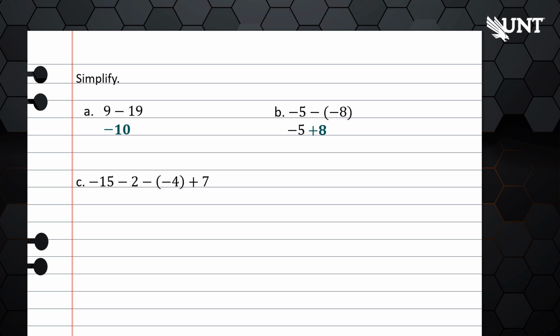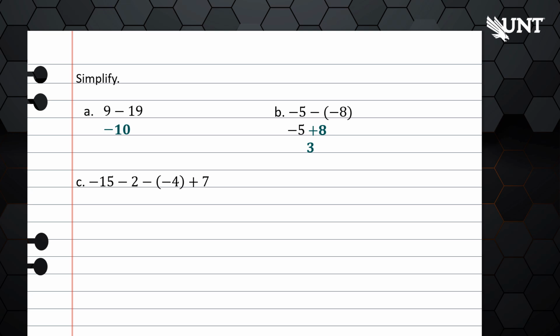Well, negative 5 plus 8, we have a negative 5 and a positive 8. Since they have different signs, that means they are playing tug of war, so we subtract. In this case, the result would be a positive 3, and it will remain a positive 3 because 8 is larger and was positive.